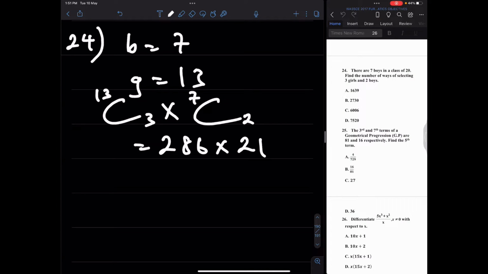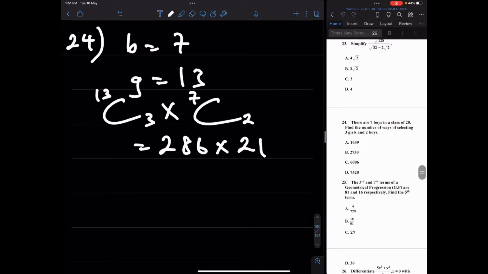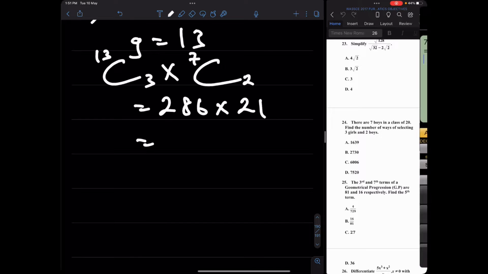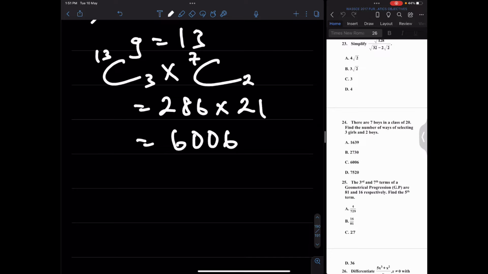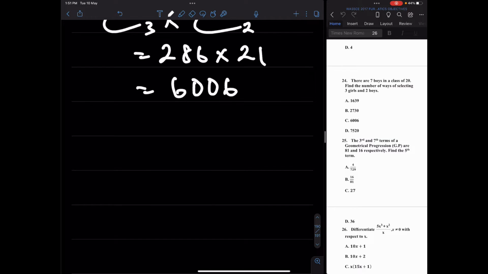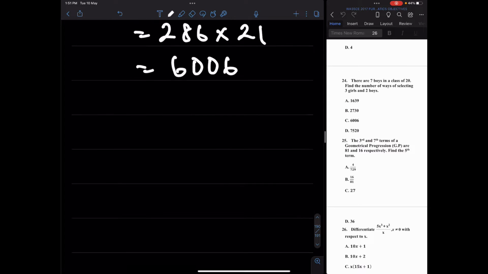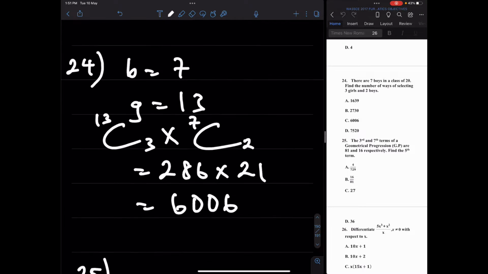So we are selecting 3 girls from 13 girls, and 2 boys from 7 boys. And that's 286 times 21, which is 6,006. So the number of ways of doing that is 6,006 ways, which is option C. Straight we go to the next, number 24. I hope I wrote 24 and not 23 here.